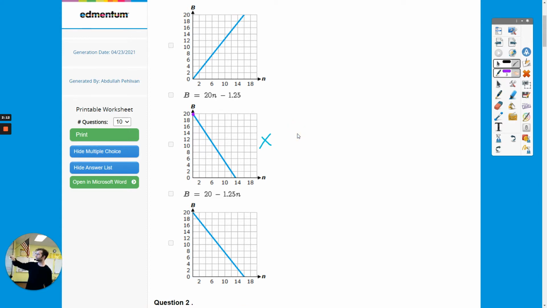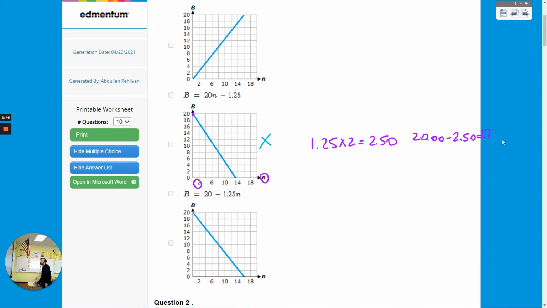Let's see. For 2 songs, this is the number of songs, because n was the number of songs that she purchases. So when she purchases 2 songs, she's going to pay $2.50. $1.25 for each, $1.25 times 2 is $2.50. But that's a decimal. So if you subtract, let's just do it this way. The answer is going to be $17.50.